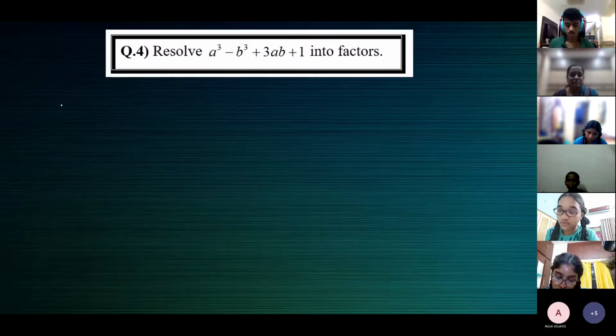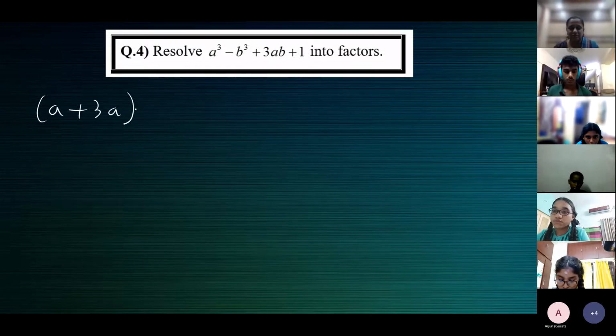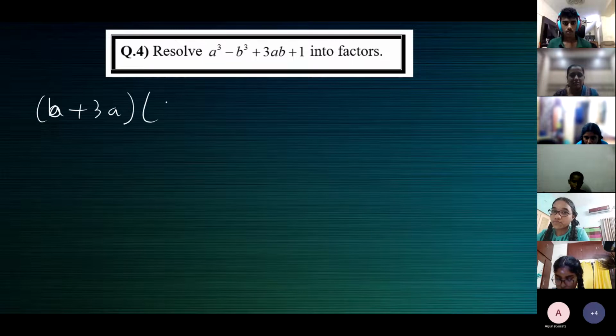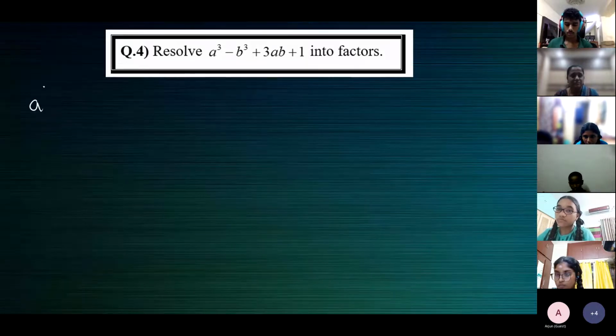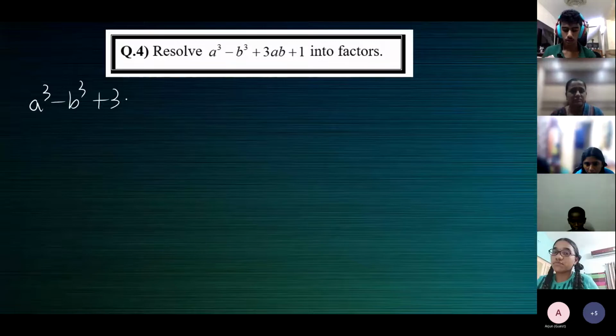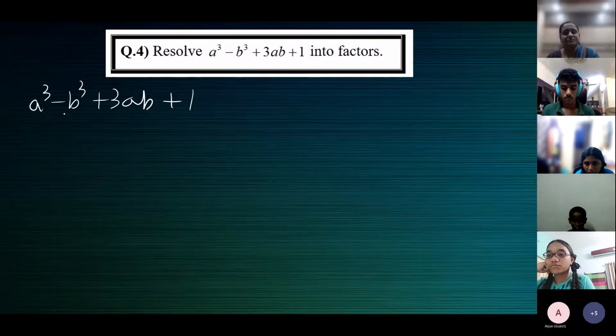Finished, ma'am. The factors are b plus 3a and a minus 1. A minus 1, is it? Can I have your steps? Read out your steps. That's 4 terms, ma'am, so I have the factors directly. A cube minus b cube plus 3ab plus 1. I have taken b common, ma'am, and I've done it. B common between which 2 terms? A minus 1, ma'am. A and b. I'm sorry, ma'am.